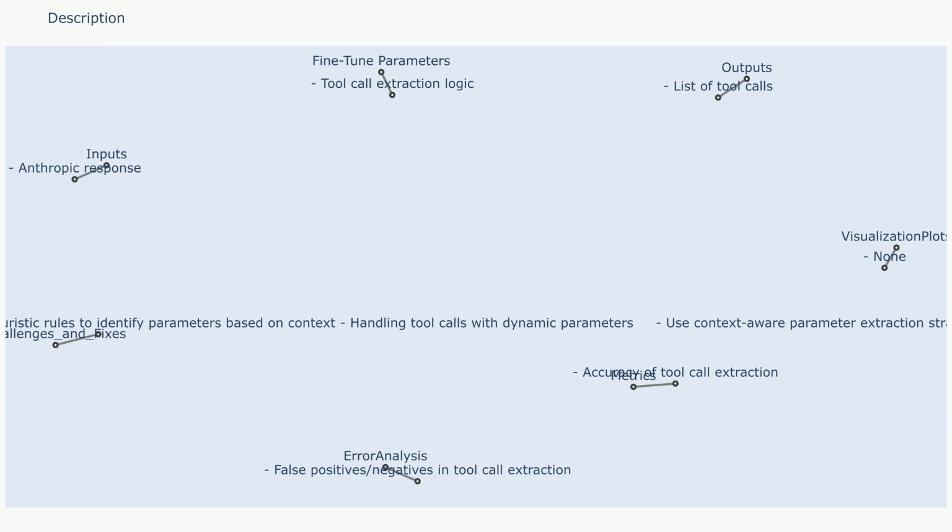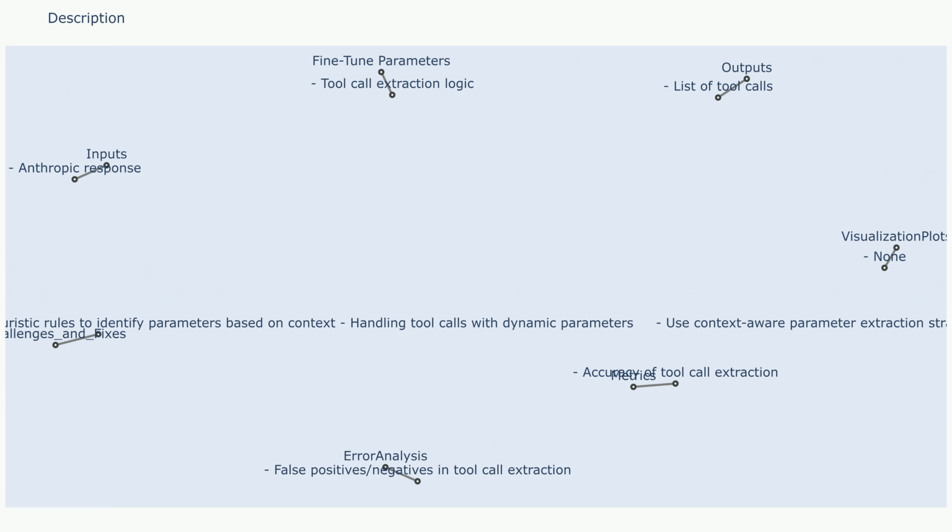Fixes to challenge 1. Improved pattern matching. Design more robust patterns that can handle variations in tool call instructions, such as using synonyms or alternative wording. Contextual analysis. Utilize the surrounding context to resolve ambiguities. For example, the mention of temperature could help identify the weather tool.